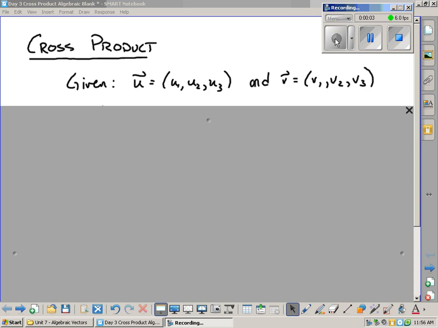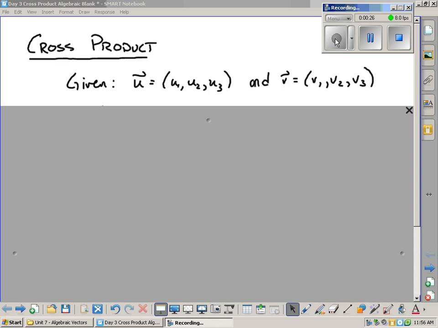Okay, welcome to our next video lesson on the cross product of algebraic vectors. So on Friday we looked at the dot product of algebraic vectors and we saw how simple it was. We just multiplied the x coordinates, the y coordinates, and the z coordinates, added them together, and we end up with the solution for the dot product.